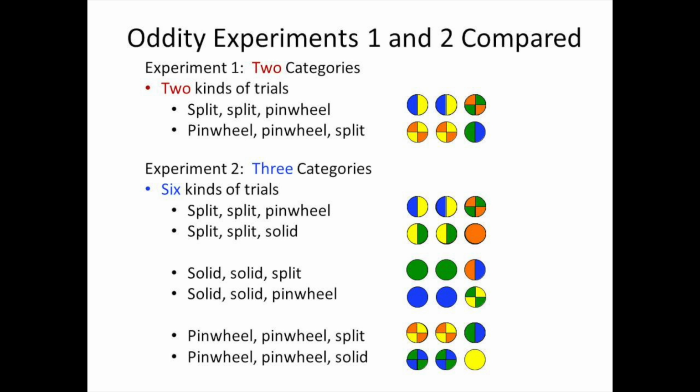The split non-odds can be paired with pinwheel and solid odds. The solid non-odds can be paired with split and pinwheel odds. And finally, the pinwheel non-odds can be paired with split and solid odds. This increased level of complexity leads to the hypothesis that the second experiment is much harder than the first experiment.